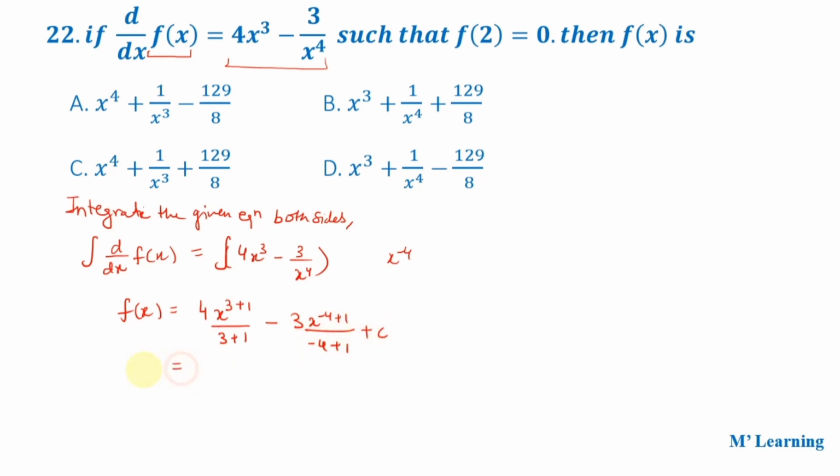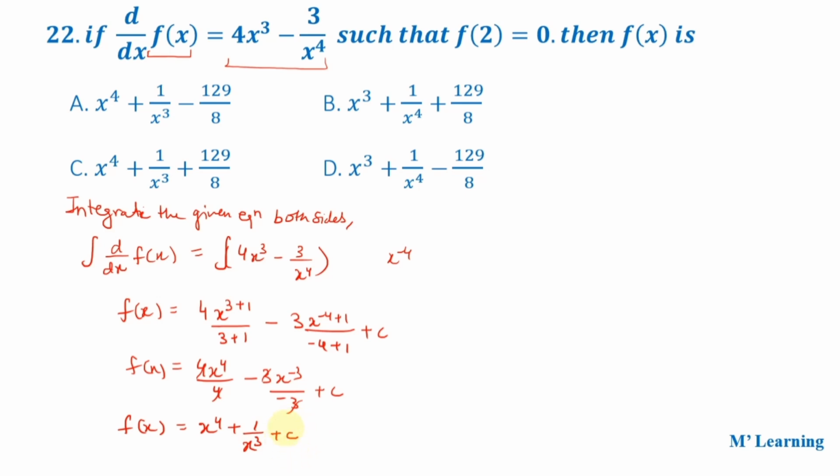So this will become fx equals to 4x to the power 4 by 4 minus 3x to the power minus 3 by minus 3 plus c. So ये 4 से 4 cancel हो जाएगा और our fx will be x to the power 4. ये भी minus plus हो जाएगा और 3 से 3 cancel. x की power minus 3, which can be written as 1 upon x to the power 3 plus c.